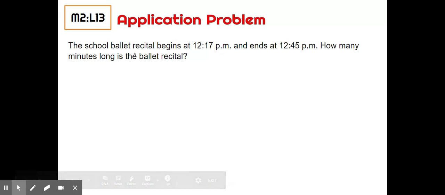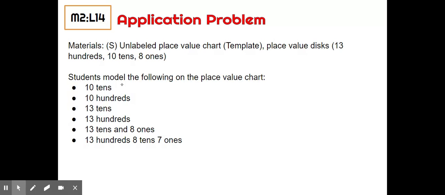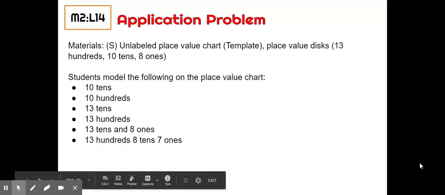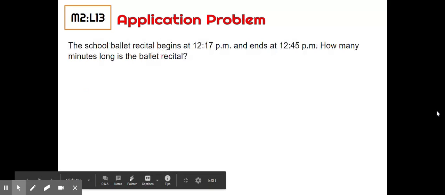Okay, so it says here, the school ballet recital begins at 12:17 p.m. and ends at 12:45 p.m. How many minutes long is the ballet recital? First of all, we know that it's in the 12 o'clock hour and it's p.m., so we know it's after lunchtime. It's not after midnight because it would say a.m. and we would still be in bed. Not many ballet recitals that are after midnight, right?